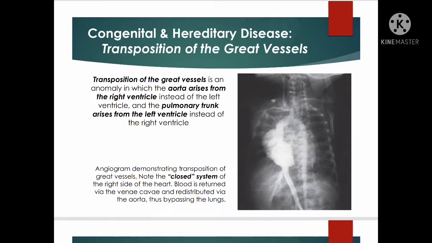Next is transposition of the great vessels. The aorta arises from the right ventricle instead of the left ventricle, and the pulmonary trunk arises from the left ventricle instead of the right ventricle. So what happens is that the deoxygenated blood returns to the right atrium, travels through the right ventricle, and is pumped through the aorta back into the systemic circulation without being oxygenated. The oxygenated blood returns to the left atrium, travels through the left ventricle, and is pumped through the pulmonary trunk back to the lungs for gas exchange to occur.